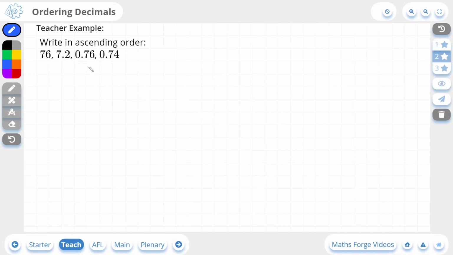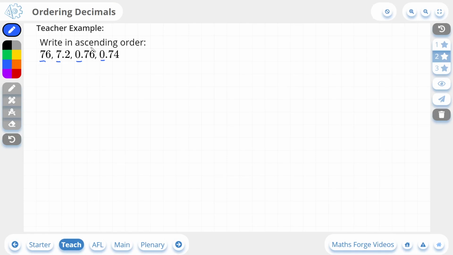Now let's do a 2-star example. We're being asked to write in ascending order the following four numbers. So this is slightly different because we actually have a number in the tens column here and some numbers in the units, tenths, and hundredths column. So the first thing you have to ask yourself is, which number has the largest column? We can see here that this is the tens column, while the other numbers don't have any digits in the tens column. So this 76 immediately for me is the largest number.